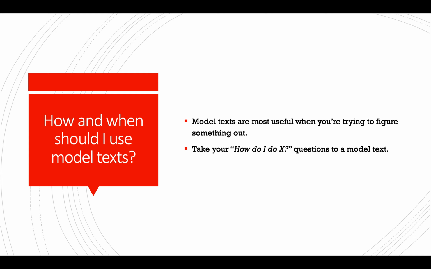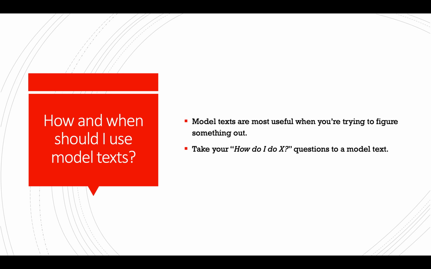How and when to use model texts. I find that they're most useful when you're actively trying to figure something out. Let's say you're working on a story and you want to incorporate indirect dialogue, but you've never done it before, or you're struggling to learn how to do it. You might go to a story that features indirect dialogue in a strong way and break down how the writer is doing it, what techniques are at play there, and then steal those techniques for use in your own story. So basically, my recommendation is to take your "how do I do X" questions to a model text.